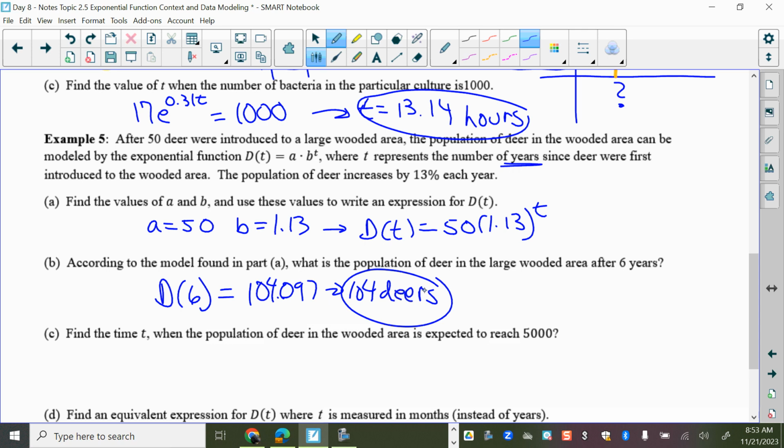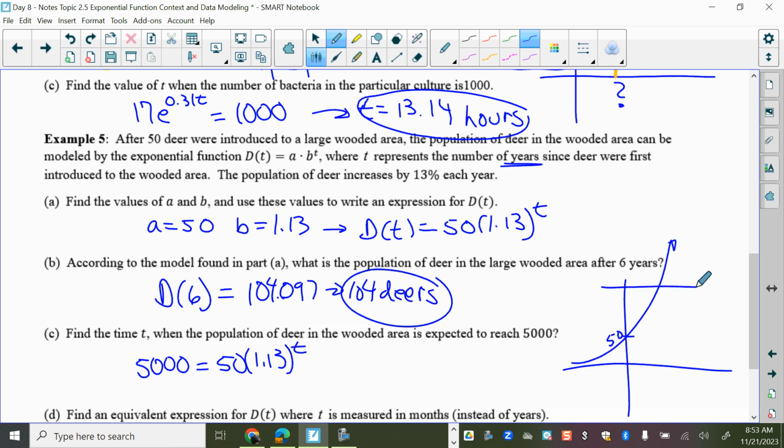I want to know when the population of deer is 5,000. So I'm interested in knowing when 5,000 equals 50 times 1.13 to the T. So obviously, if you had a multiple choice, you could guess and check, put the time in, see if it comes out. But right now, the only way is to make a graph. So if I make a little picture, what's my initial value? 50. So it's starting at 50. It's growing. We're interested in when it becomes 5,000. And I need to know that.